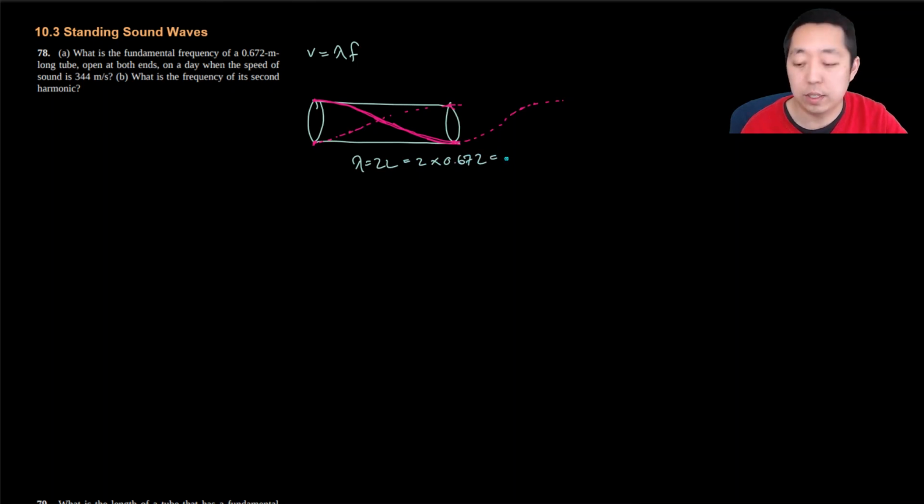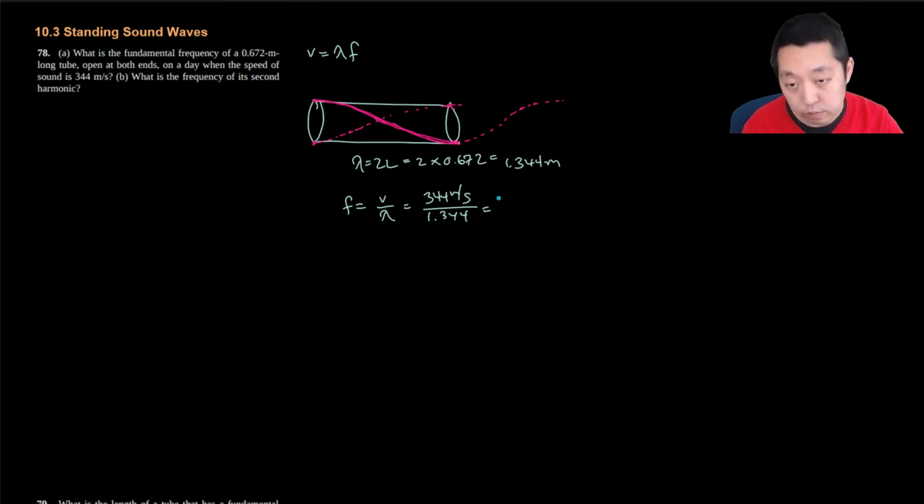And that is 1.344 meters. Okay? And so the frequency from this equation is equal to v over lambda, where v is 344 meters per second, and lambda is 1.344. And so our fundamental frequency is 256 hertz.